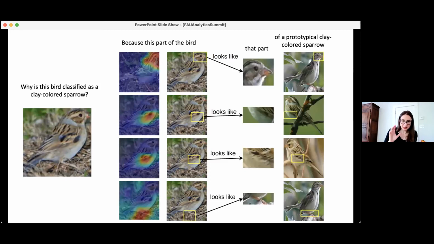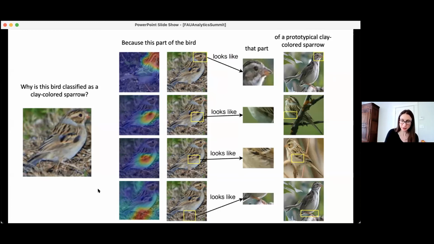So this is my network explaining to me why this little bird is classified as a clay-colored sparrow. And this is the network explaining what it is actually computing. The network highlights different parts of this bird and tells me that it is doing a comparison between this part of the bird and this other part of that bird. And this bird is a prototypical clay-colored sparrow. And this comparison here to the edge of the wing and the belly is a comparison to this other bird here. The network gives points for each comparison it makes, and it adds up all the points. And it does that for each of the different classes of birds.